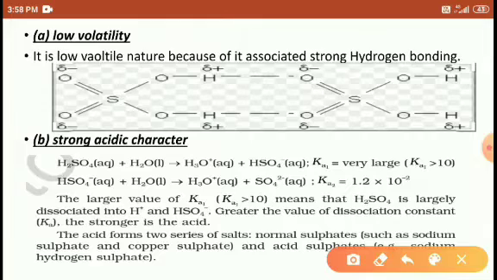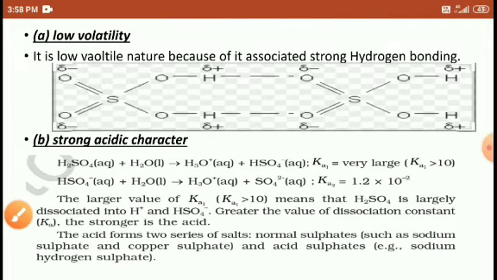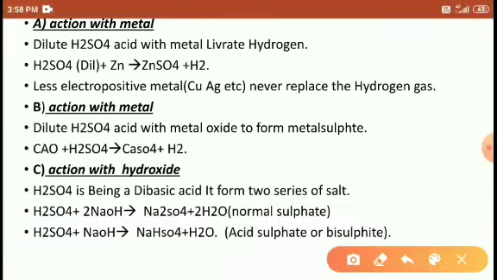So the acid forms two types of salt. Normal salts like sodium sulfate and copper sulfate, and the other is the acid sulfate. Acid sulfate means sodium bisulfate. We will discuss these one by one. Action of metal: dilute sulfuric acid reacts with metal to liberate hydrogen gas.